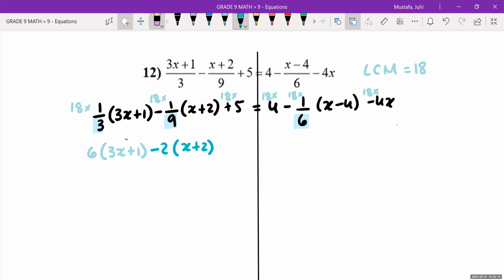What do you guys get for 18 times 5? It would be positive 90, yep.